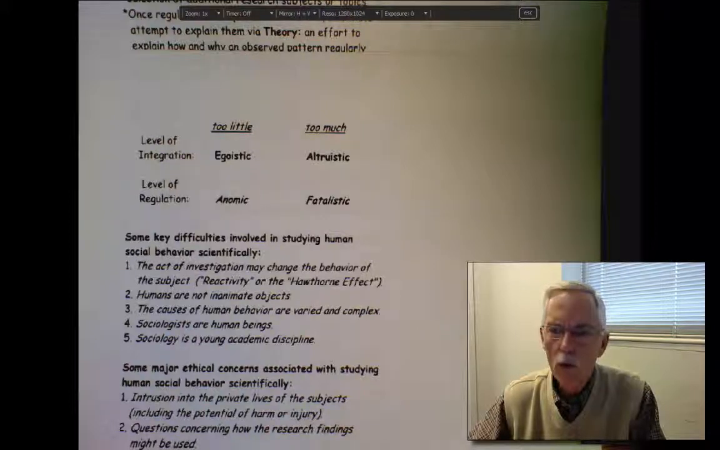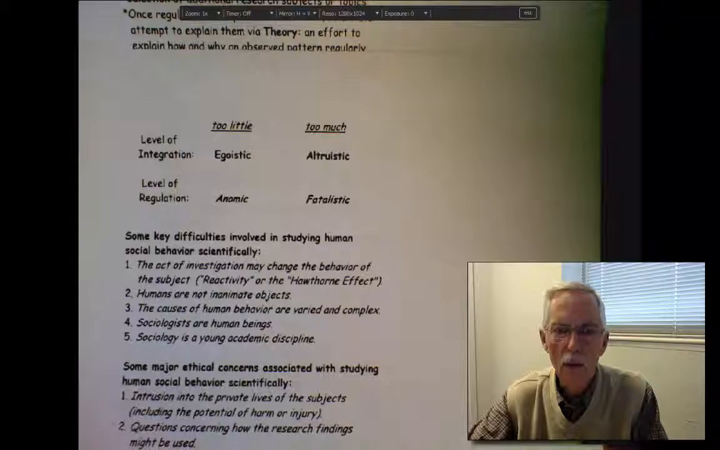Next time, we're going to investigate further some difficulties and ethical concerns associated with completing scientific research. And we're also going to take theory one step further and elaborate on theoretical perspectives in sociology.